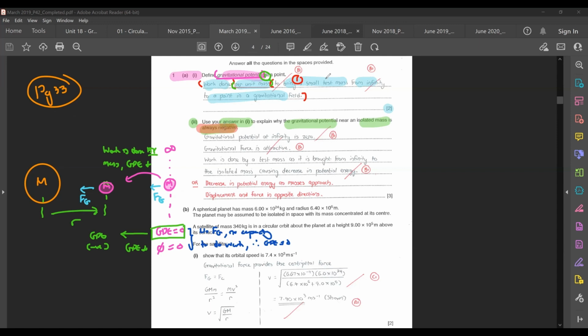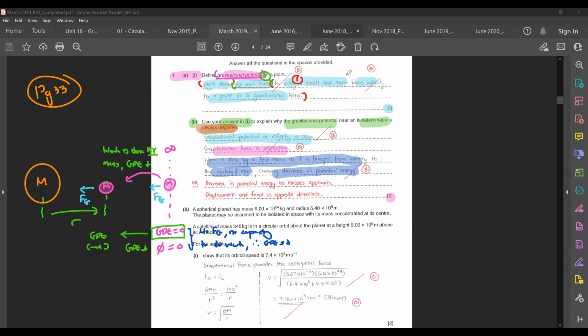So this is the reason why we will tell you that your GPE is always negative. The explanation for this usually involves 3 main points. The first thing you will have to always say is that gravitational potential at infinity is 0. The second thing you will have to say is that gravitational force is attractive. And because gravitational force is attractive, that's where you get your third point, where you say that work is done by the test mass as it is brought from infinity to the isolated mass, therefore causing a decrease in potential energy.